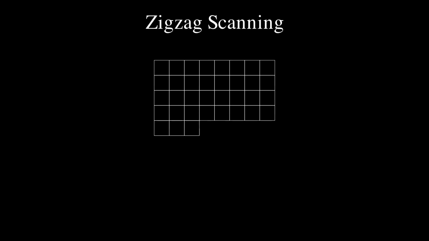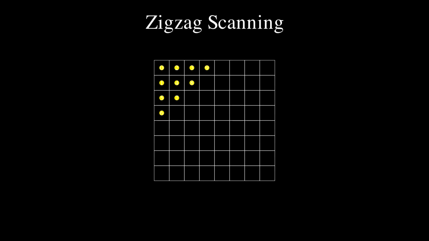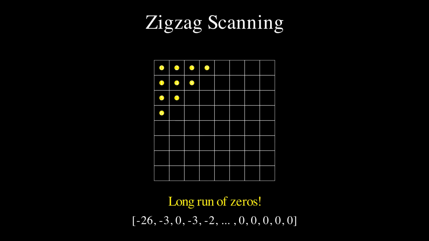Stage 6. Zigzag Scanning. After quantization, we need to convert our 8x8 matrix into a one-dimensional sequence. But we don't just read it row by row. Instead, we use a clever zigzag pattern that reads low frequencies first and high frequencies last. This pattern groups all the zeros together at the end of the sequence, which is perfect for the next step. See how all those zeros cluster at the end? That's exactly what we want.